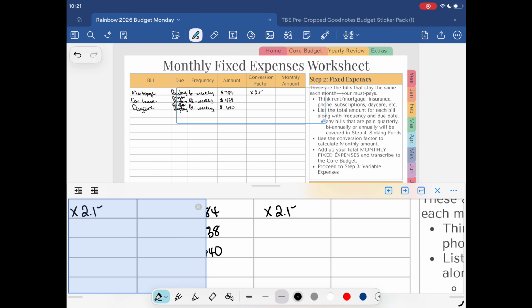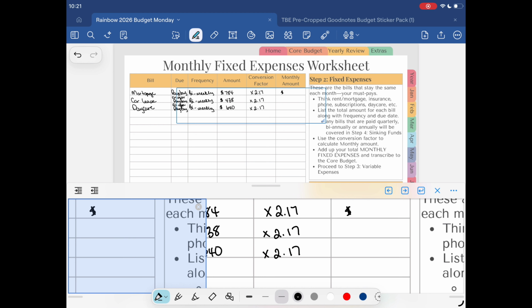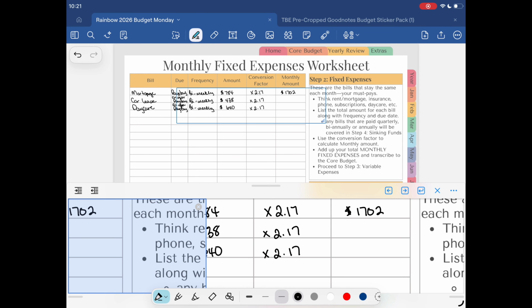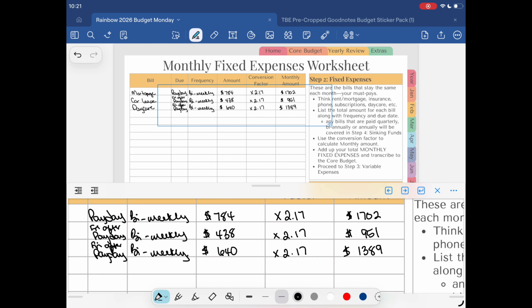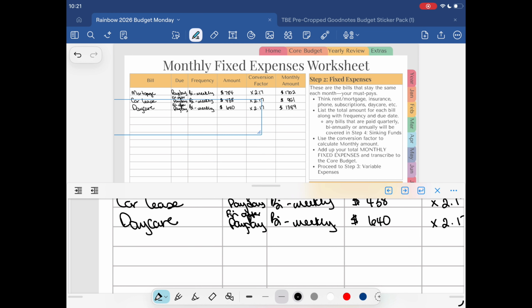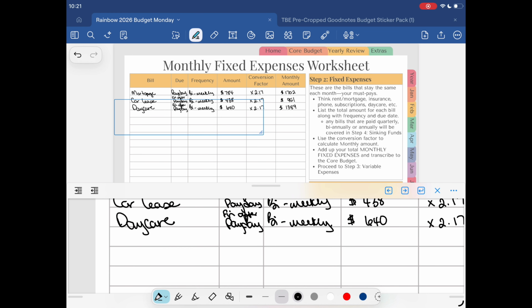So conversion factor for all of these biweekly payments, 2.17, and that gives us a monthly of $1,702, $951, and $1,389. All right, now we're going to move on to the rest of our bills, so the monthly bills.